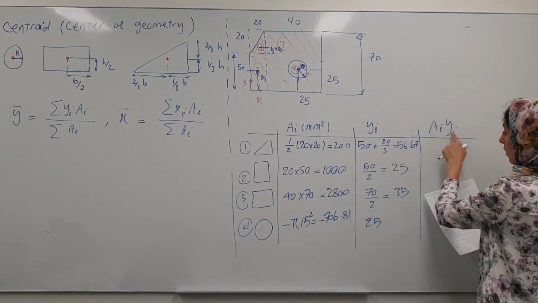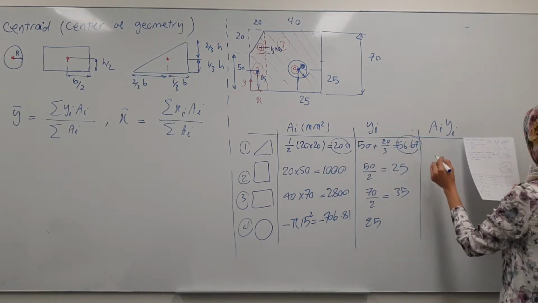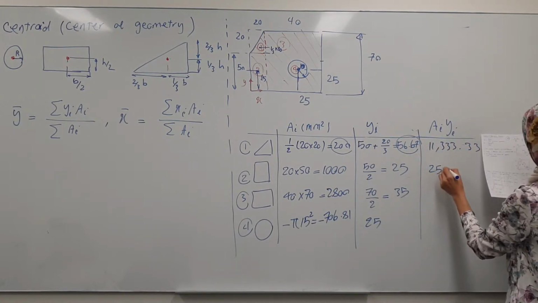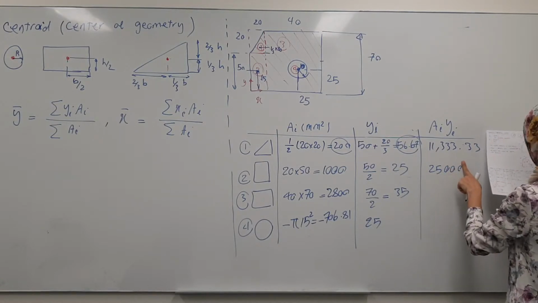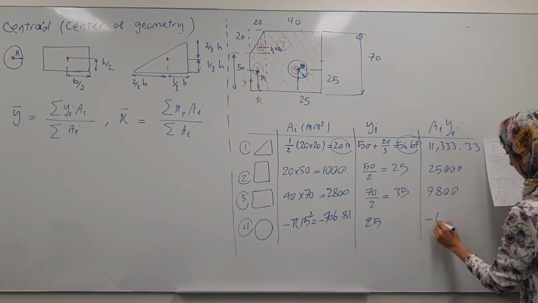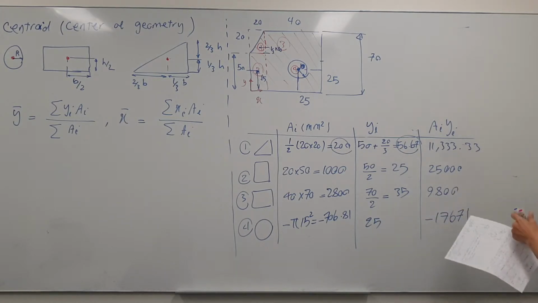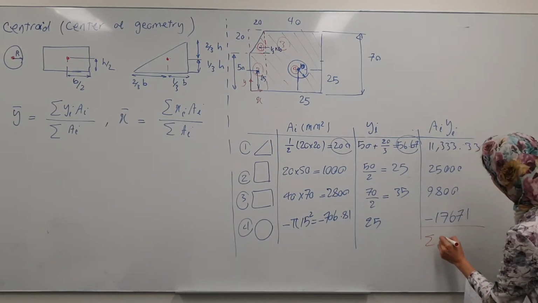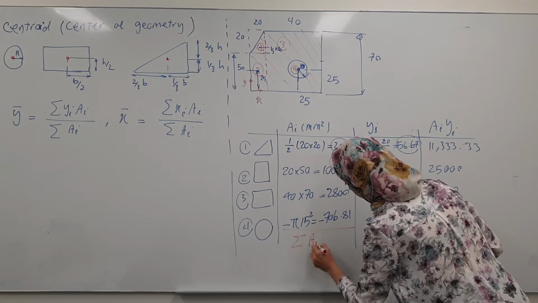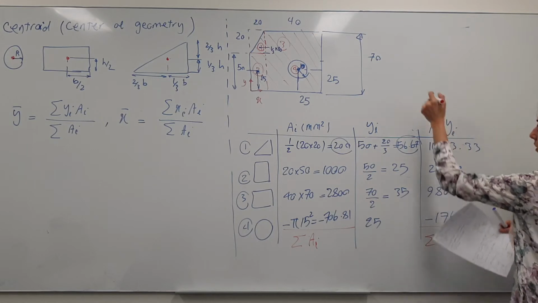Now we have to find ai times yi, which is simply this one times this one. And the value, I'm just going quickly to write it down. Minus 1767.1. We need the summation of ai yi, and also we need the summation of ai. Okay? The summation of this column should be divided by the summation of this column.